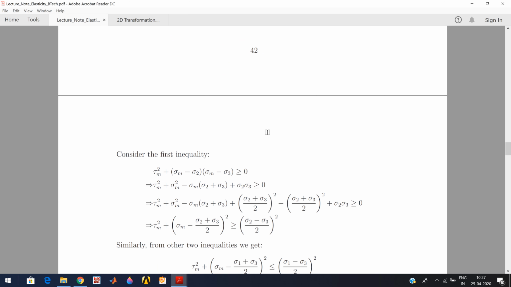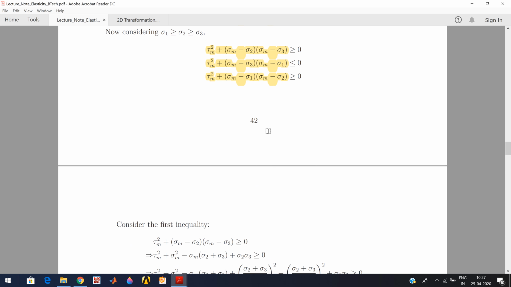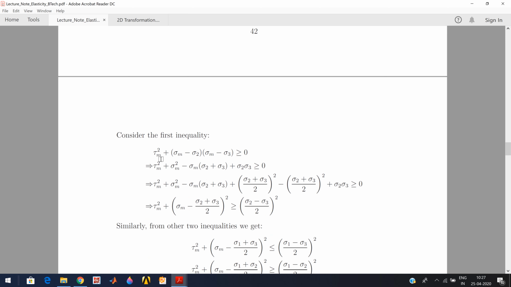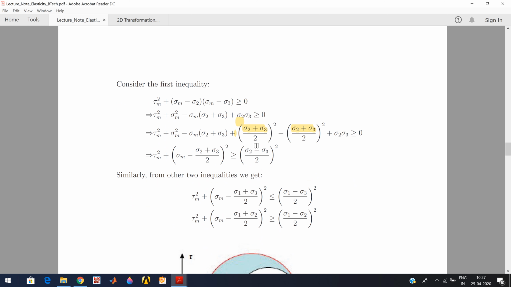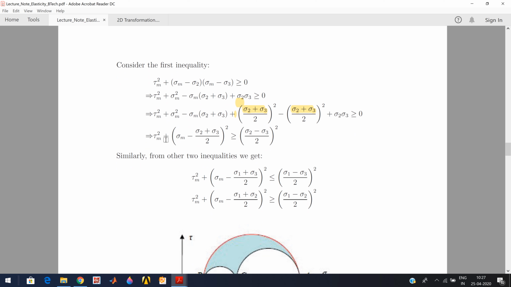Let us take the first one. Tau m squared plus sigma m minus sigma 2 times sigma m minus sigma 3, and then you just expand this equation, and then we add these terms to these two terms. We can rearrange these terms and get an equation in this form: tau m square plus sigma m minus sigma 2 plus sigma 3 by 2, whole square, is greater than or equal to sigma 2 minus sigma 3 by 2, whole square.